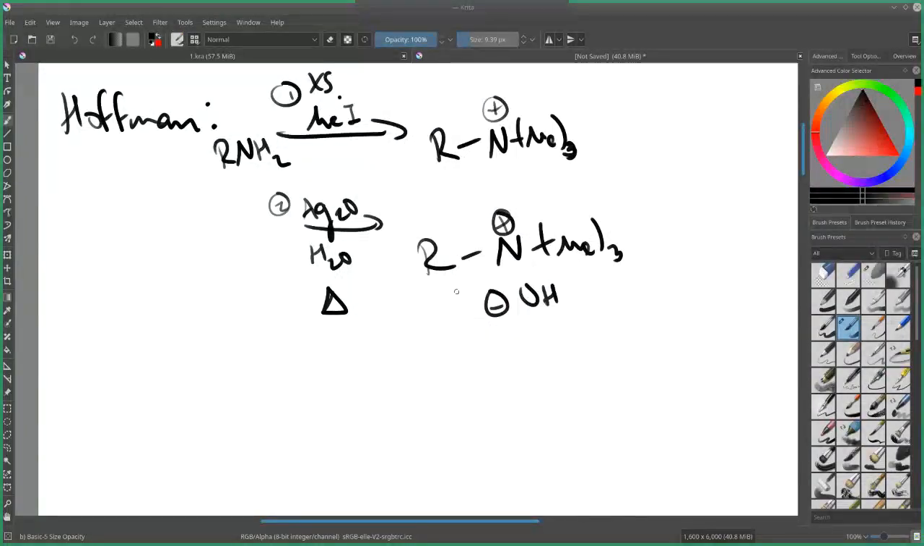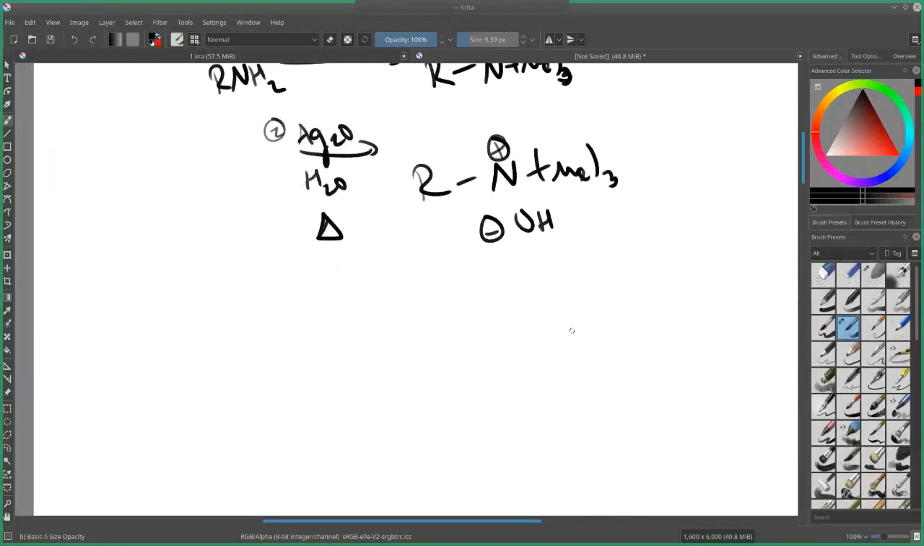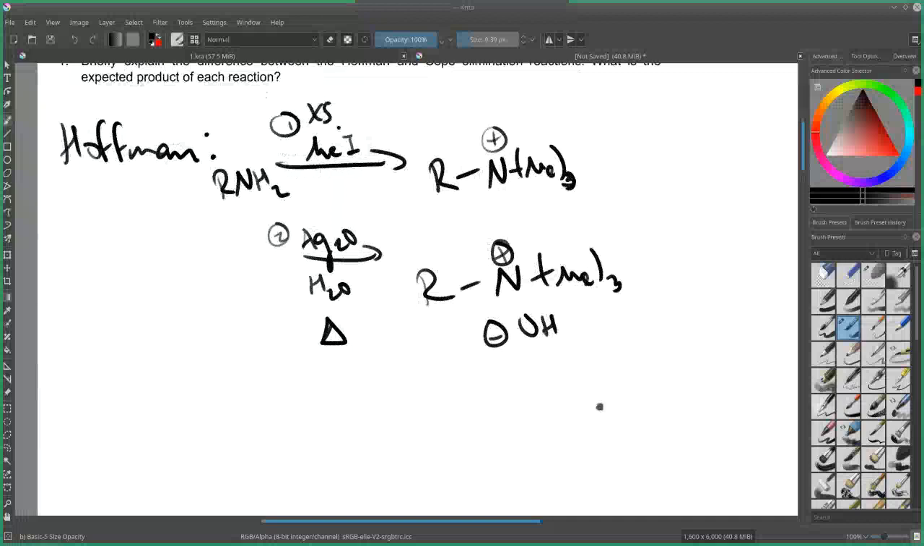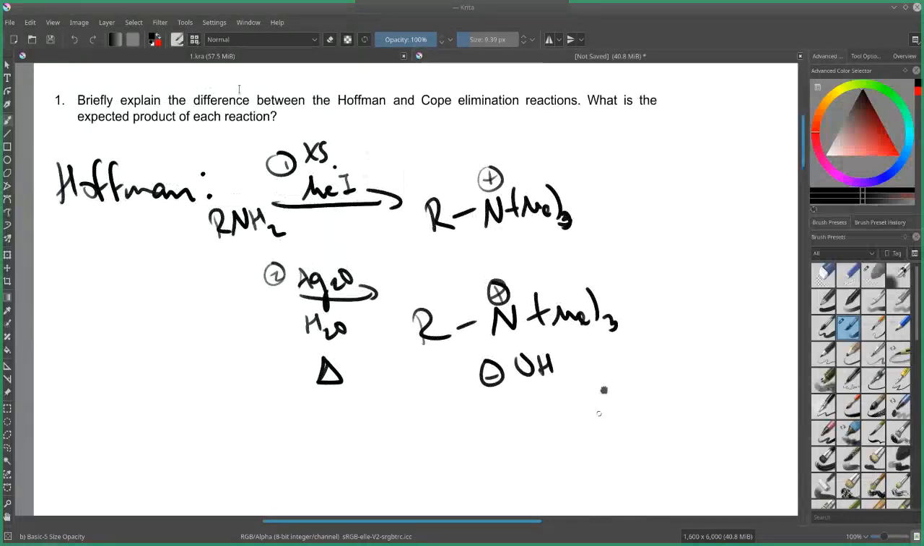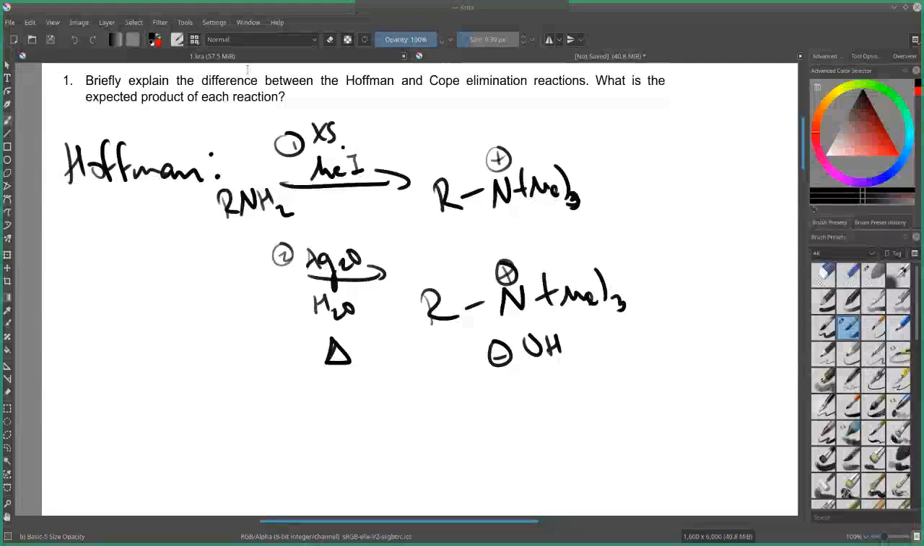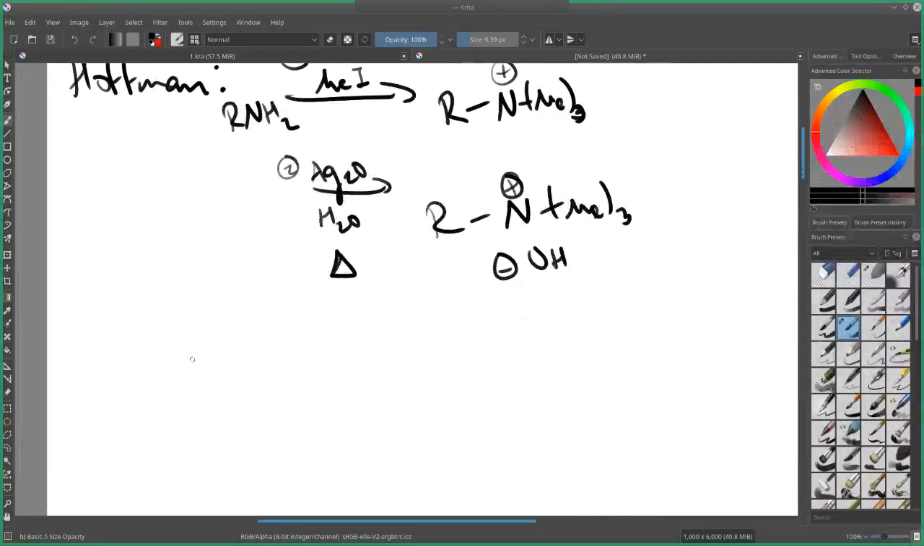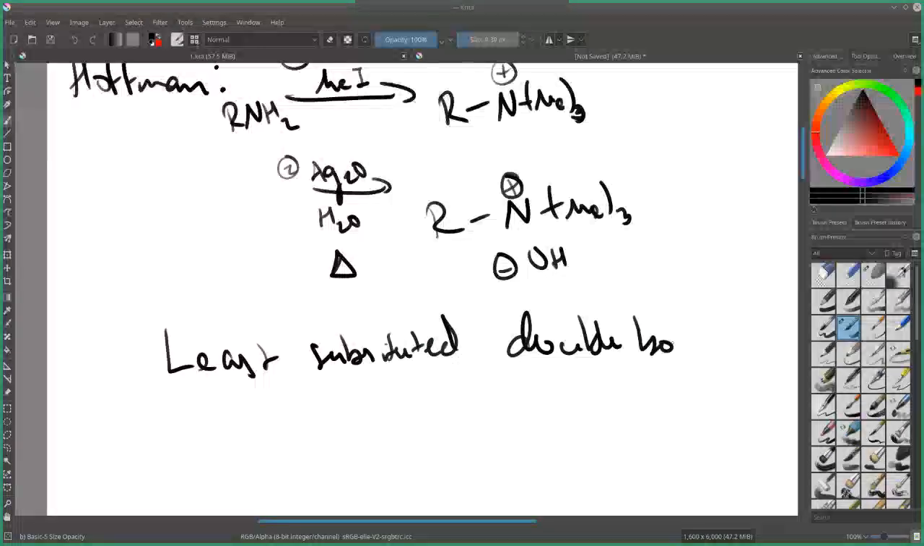Okay, cool. So I guess in terms of the important things about this reaction, it's called the Hoffman elimination. So does it give the more or least substituted double bond? Least. Oh yeah, that was some good unison. There we go. Okay. So this gives the least substituted double bond.